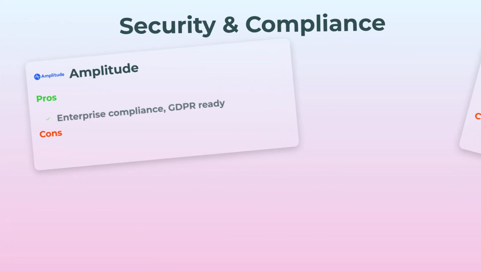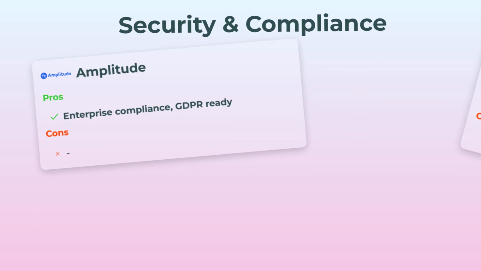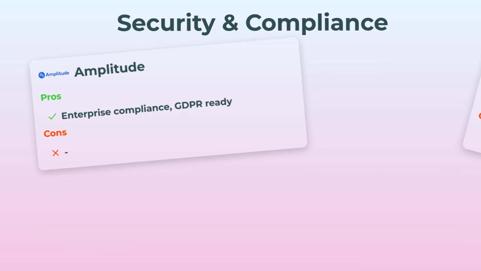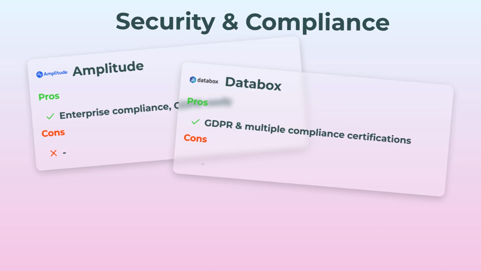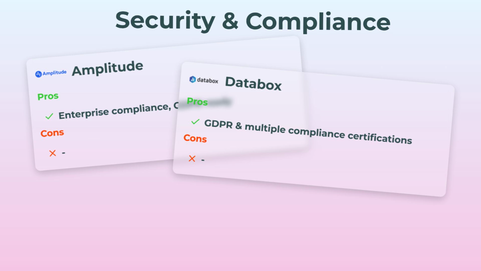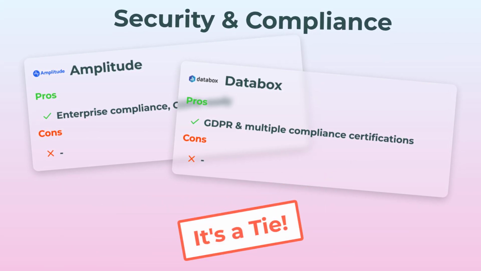Security and compliance. Now we're talking must-haves for 2025. Amplitude brings GDPR and enterprise compliance. Rock solid. Databox? Also totally covered. GDPR and other certs. There's really not much to split them apart here, so seriously, it's a tie.